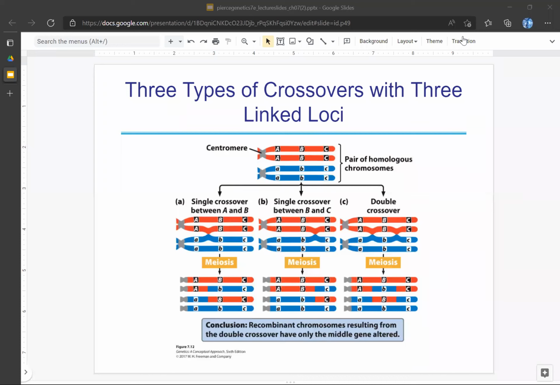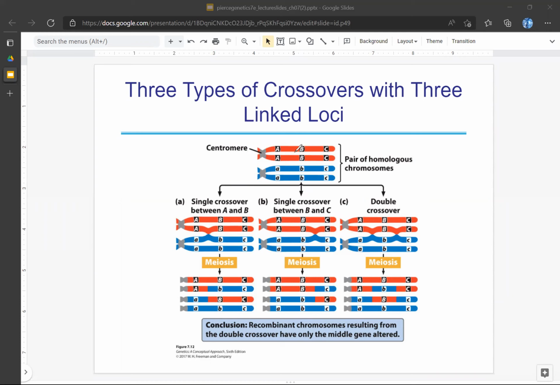So 3-point crosses, unlike 2-point crosses, are all about a cross at 3 different points, 3 different gene loci. And so we can start out right here at this parent. So yeah, this is actually our parent.